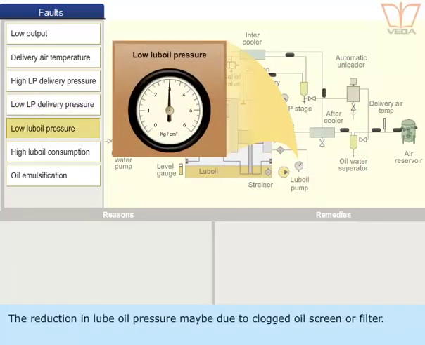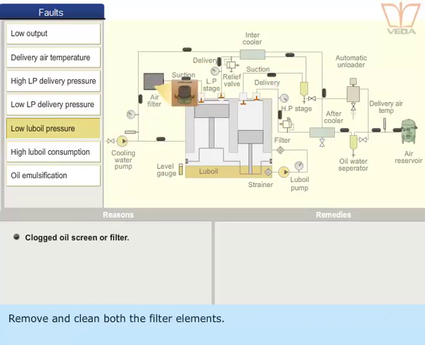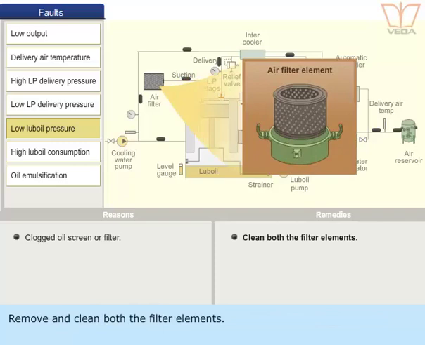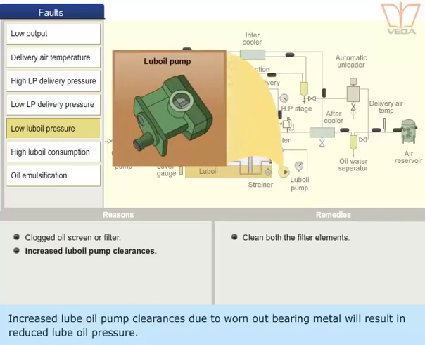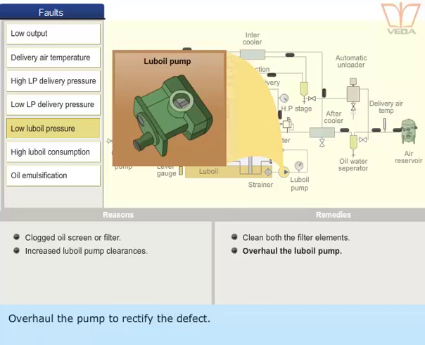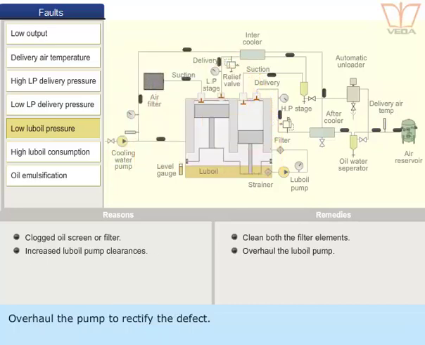The reduction in lube oil pressure may be due to a clogged oil screen or filter. Remove and clean both the filter elements. Increased lube oil pump clearances due to worn-out bearing metal will result in reduced lube oil pressure. Overhaul the pump to rectify the defect.